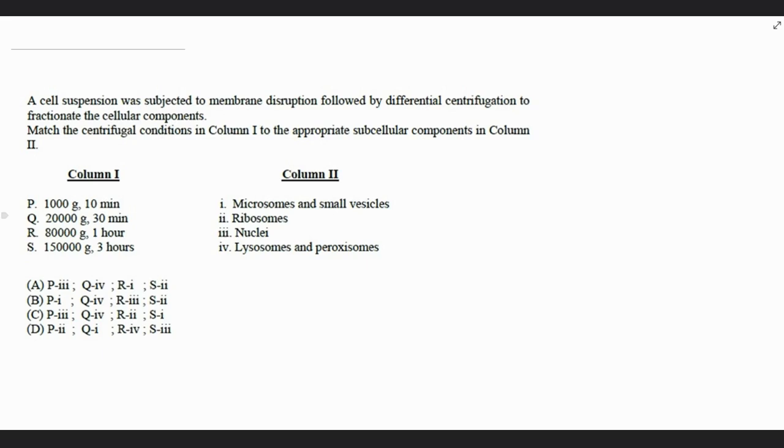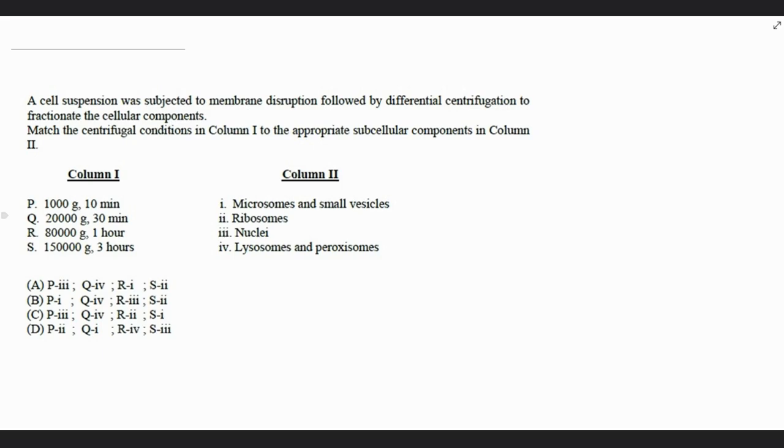Match the centrifugal conditions in column 1 to the appropriate subcellular components in column 2. So here, as you can see, the G, which is the relative centrifugal force, also increases, and the time of centrifugation also increases. Which means as you go from P to S, the size of the organelle that you want to separate should also decrease, because you need more centrifugal force and more time to spin if the size of the organelle is going to be small.